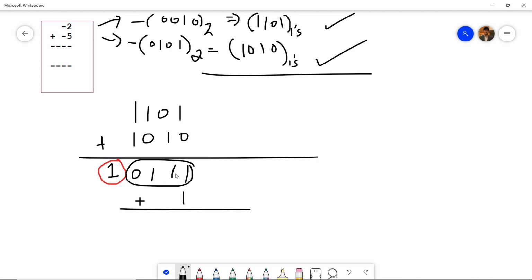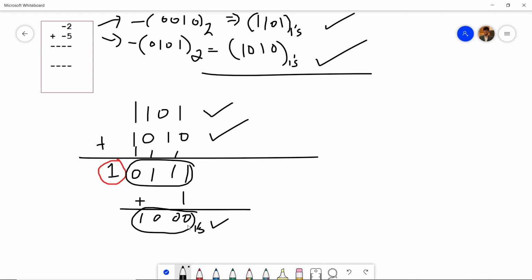So if I add 1, I'll get 1 plus 1 is 0 and then carry of 1, 1 plus 1 is 0 and then carry of 1, 1 plus 1 is 0 and then carry of 1, 1 plus 0 is 1. So this is my final answer. This is in 1's complement form. As you can see, this is a negative number, right? This is also a negative number, and the answer we got is also a negative number. So I can say there is no overflow since I added two negative numbers and I got a negative number.